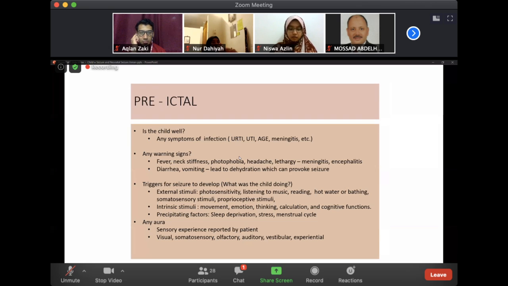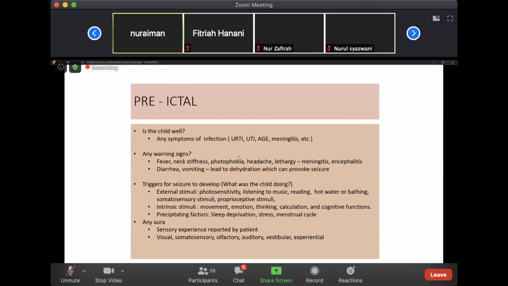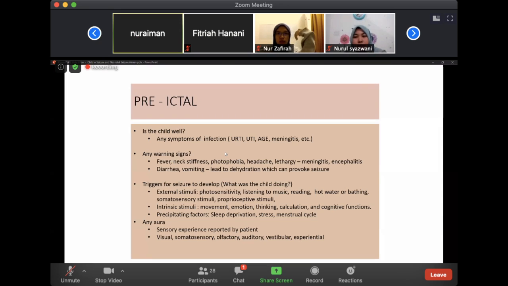First, history taking. As you know, seizures have pre-ictal, ictal, and post-ictal states. First, we ask about the pre-ictal state. Initially, is the child well? Also ask if there are any symptoms of infection, such as URTI, UTI, AGE, or meningitis, which may precede or become the cause of the seizure, or if there are any warning signs which can help us diagnose a specific cause. We can point to fever, neck stiffness, photophobia in meningitis or encephalitis, and then diarrhea and vomiting, which can lead to dehydration, which can provoke seizure.